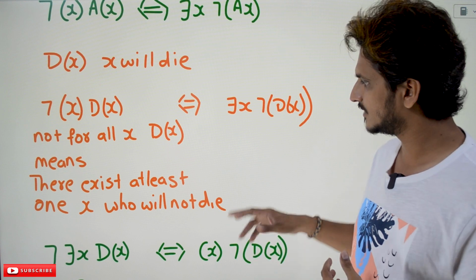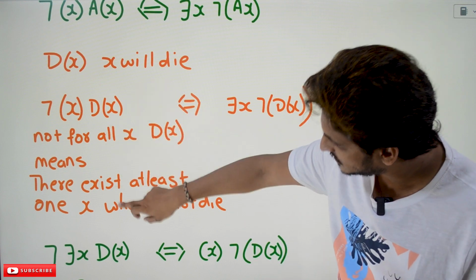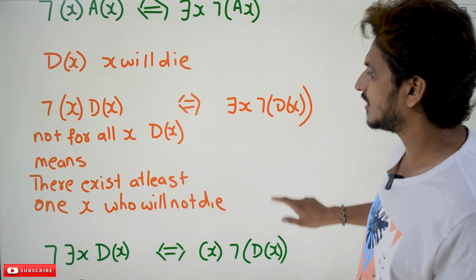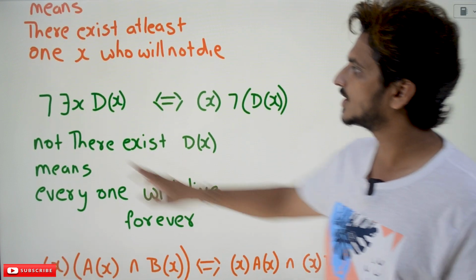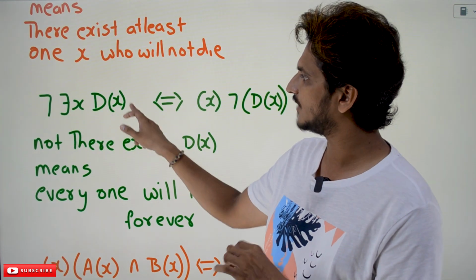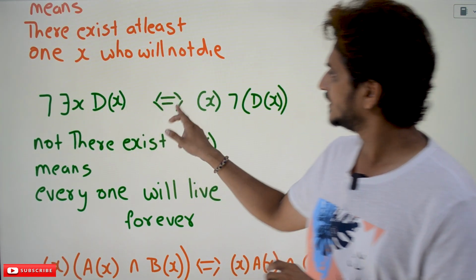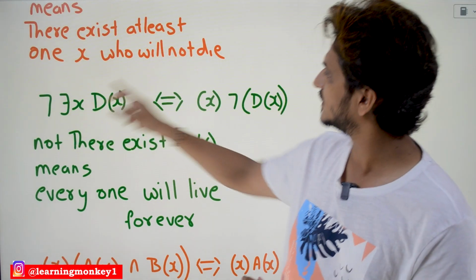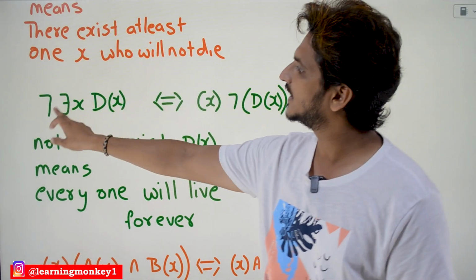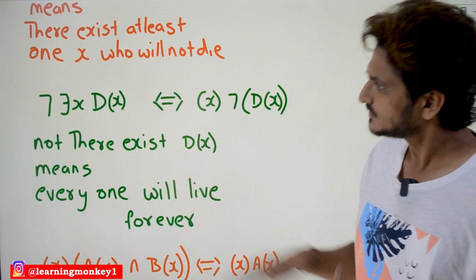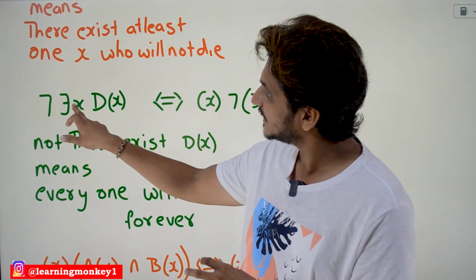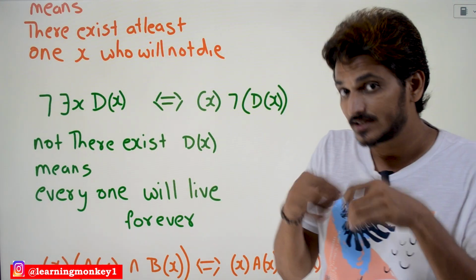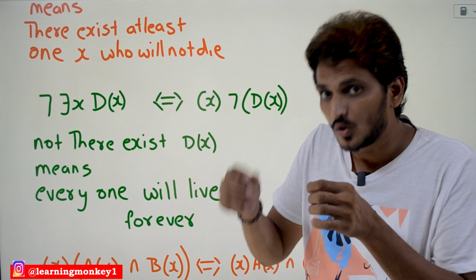Hope you understand. Listen to this conversion again if you don't understand. Now coming to the second equation, not there exists D of x is equal to for all x not D of x. The same way, there exists has been converted into for all x, and the negation went inside. So what's the meaning of this? There exists x D of x means at least one x is there, and that x is going to die.